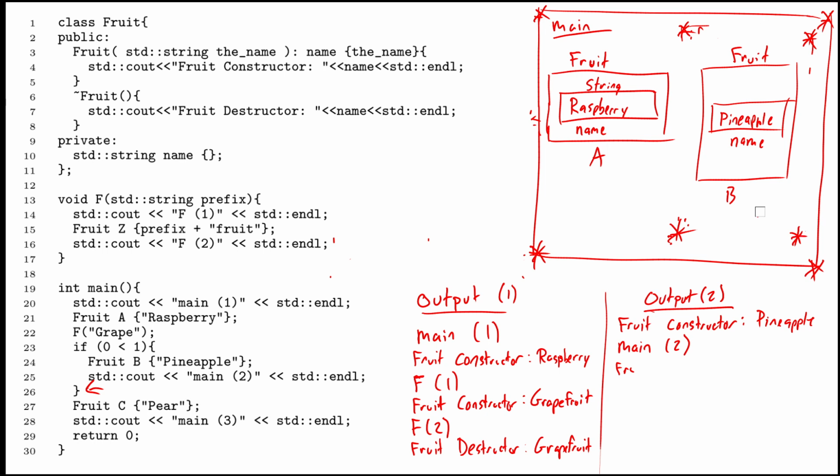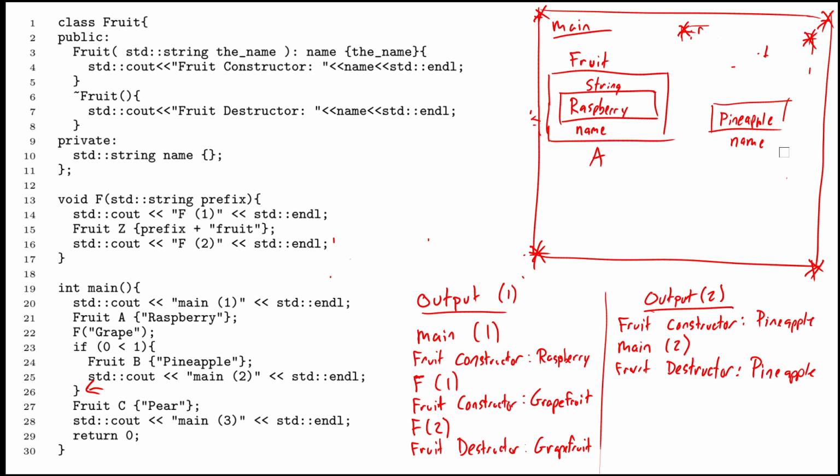I erase the only variable that was created in the scope, which is B. So I call fruit destructor, and then I print out pineapple. Okay, and so that's now done, and so I finish erasing the scope. The members of the class can now be destroyed. We'll see in a future video what happens if the members of the class themselves have destructors that need to be traced. We won't worry about that right now.